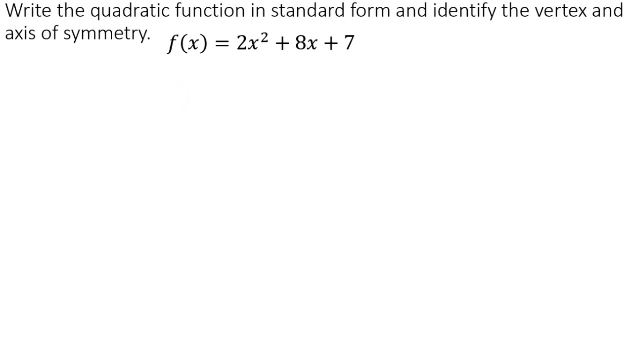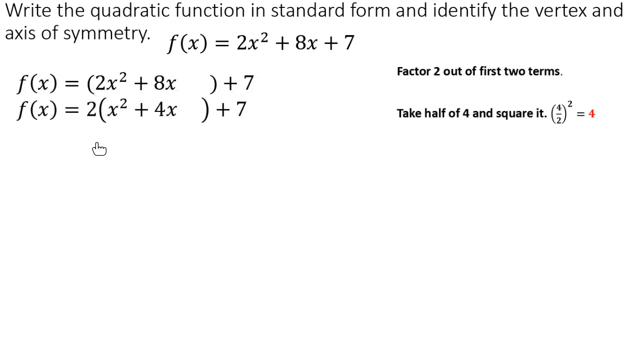All right, let's look at another example then. As we can see, a is not 1. It says, write the quadratic function in standard form and identify the vertex and axis of symmetry. The first thing I need to do is factor out that 2. So I'm going to factor out that 2.